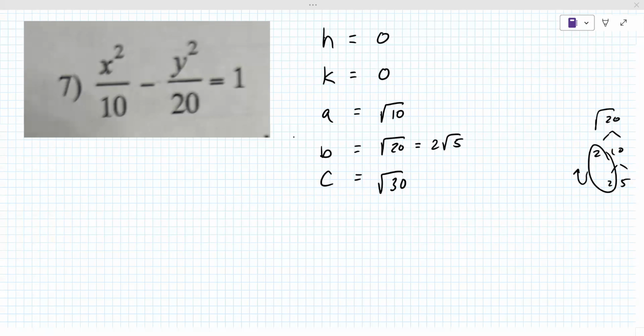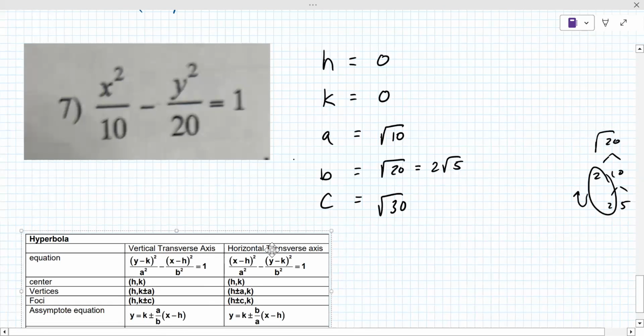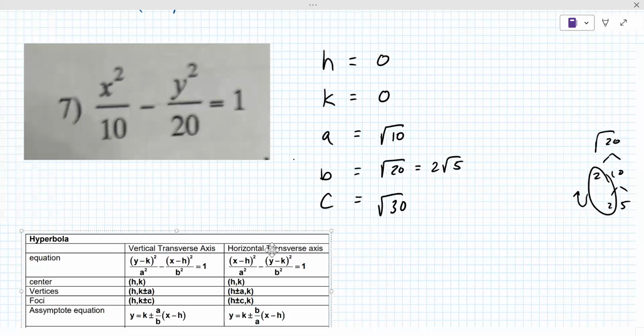Yeah, I just don't really know where you'd go from here. You have to decide which one it is. You can do that from the beginning, but I like to get the values to kind of tell. So is it vertical or horizontal transverse? The big difference is what comes before the subtraction. Oh, it'd be horizontal. Yes. So that's the next thing.